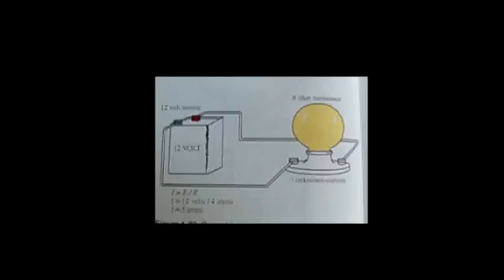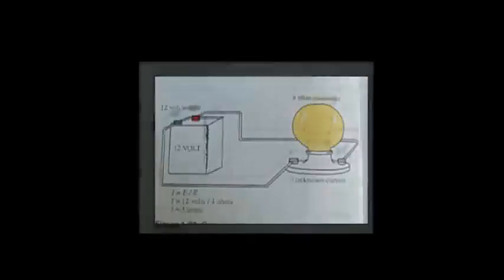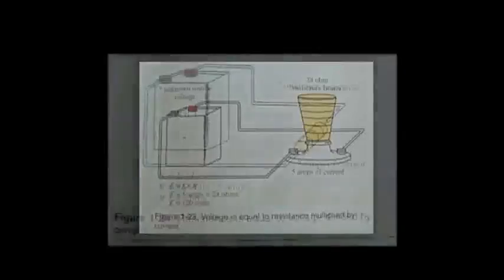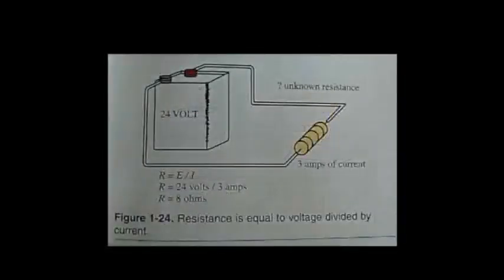In figure 1-23, a 24 ohm resistance heater works most effectively when using 5 amps of current. How much voltage is required for the heater to operate at 5 amps? By applying Ohm's law, the amount of electrical pressure needed to conduct 5 amps through a 24 ohm resistance is 120 volts.